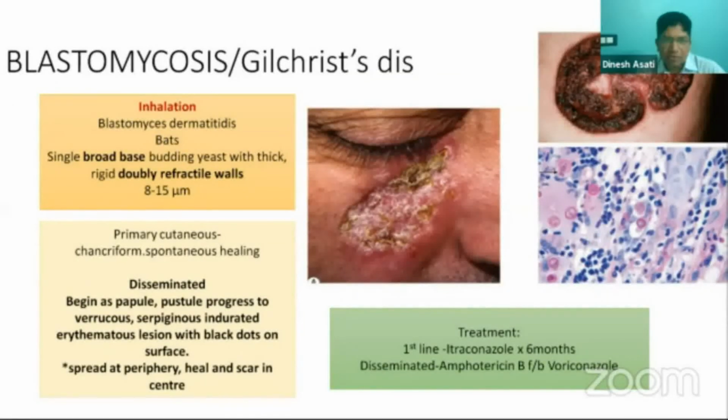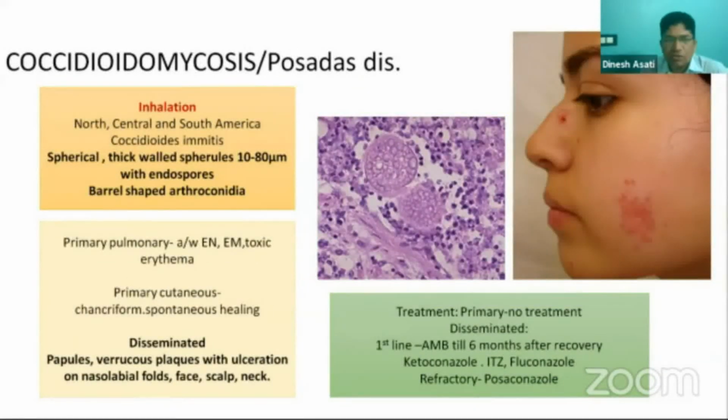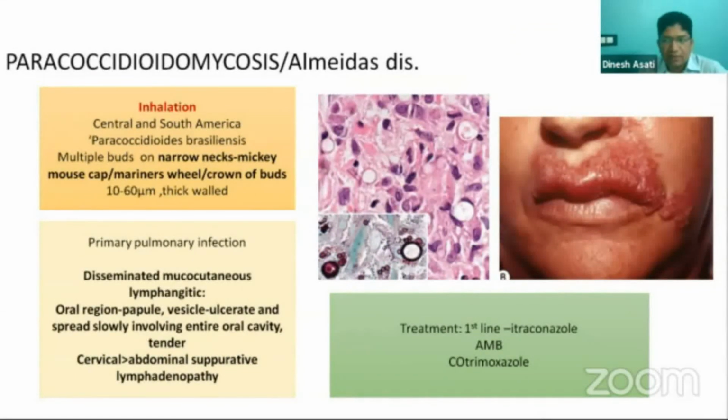Okay. And blastomycosis, again, very, very rare. This is an ulcerated plaque with a lot of crusting, a lot of surface changes. Coccidioidomycosis and paracoccidioidomycosis are very, very rare in the Indian setup, so I am not going into much detail on these. These are just to know that these exist, and sometimes we have to keep them in differentials. Because of the rarity, we don't take them very seriously.